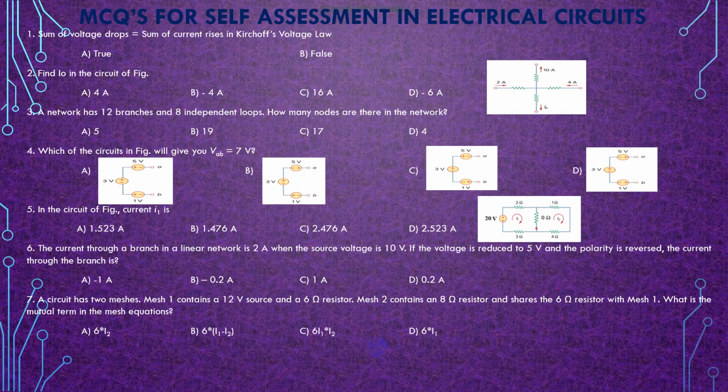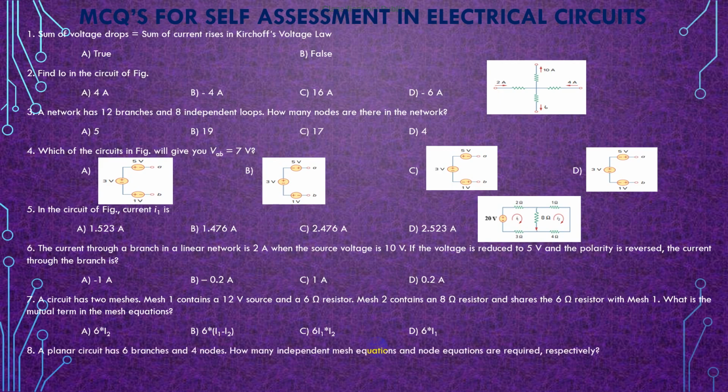6 times I1 minus I2, or 6 times I2 minus I1 is also correct. Both are correct, because if you see from mesh 1, it is 6 times I1 minus I2. If you see from mesh 2, it is 6 times I2 minus I1. So both are correct, but here only one is given, so this is the correct answer.